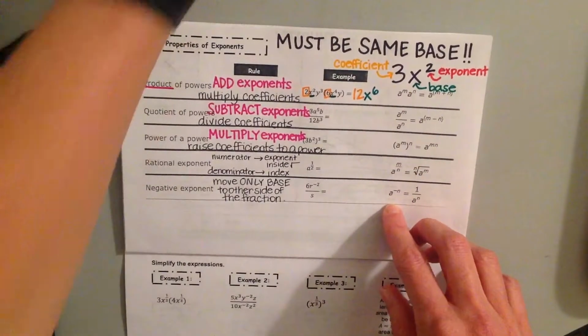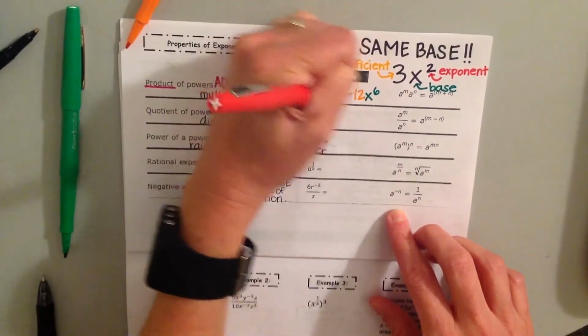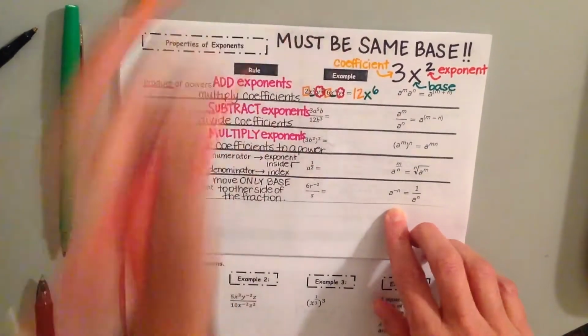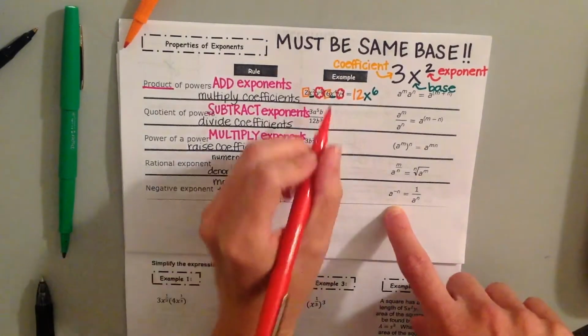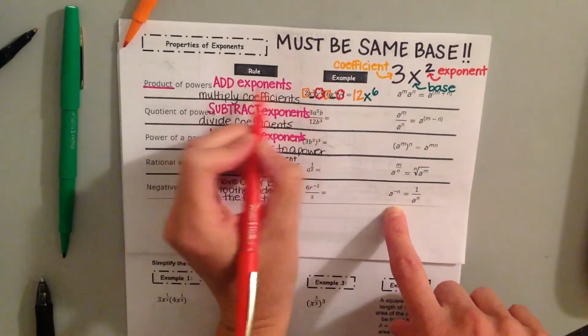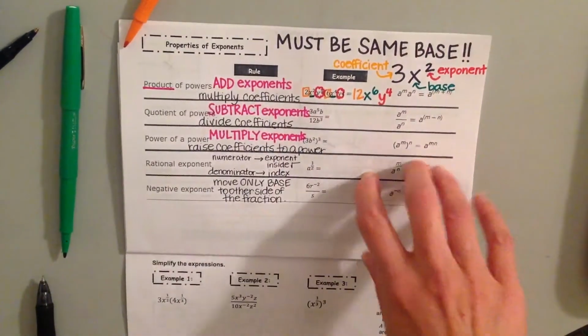And now I'm going to look at my y's. Those are my like bases, so I've got y to the 3rd times y. There's one of them. It's an invisible exponent of 1. So I've really got 3 plus 1 because I have to add the exponents. So I've got y to the 4th power.